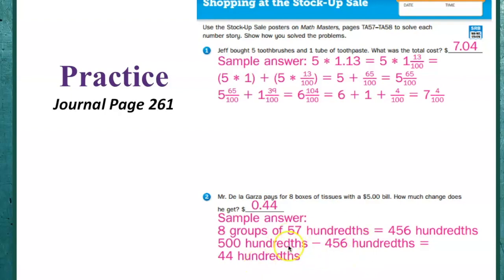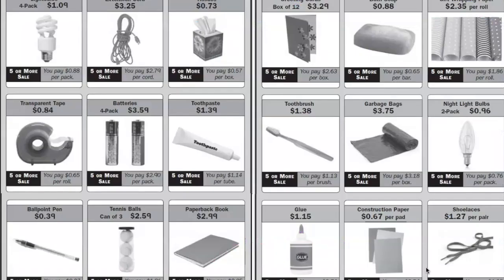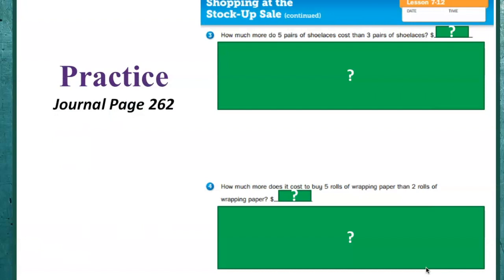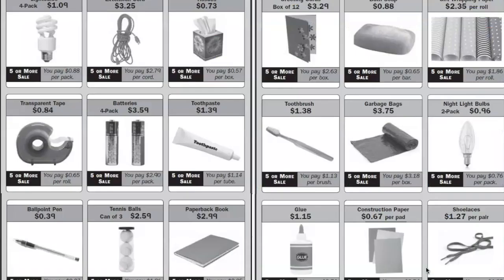So again, they are using fractions the whole way through. I think easier is if you put them in money form, so with the dollar symbol and the decimal. Okay, number 3. Looking at number 3, it says how much more, oh, that means subtraction, do 5 pairs of shoelaces cost than 3 pairs of shoelaces? Okay, so going back to shoelaces, if we buy 5 pairs, it would be $1.08 each. If we buy 3, it would be $1.27 each.